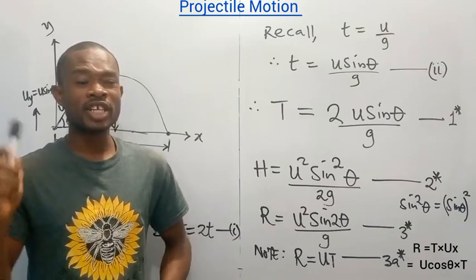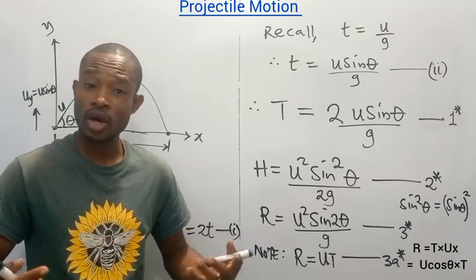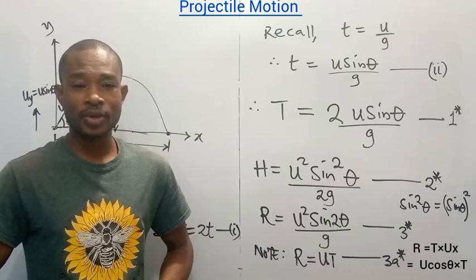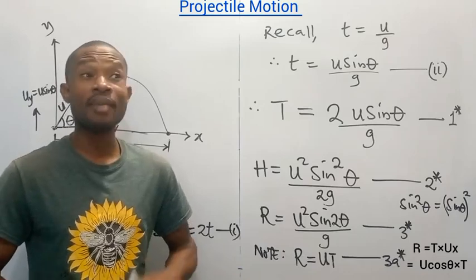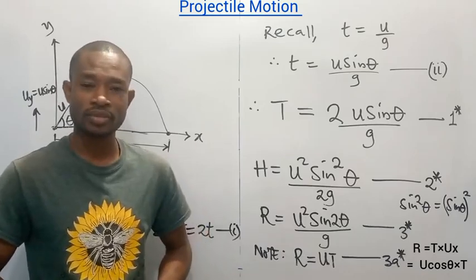What about a stone that is being thrown or released from a catapult? It is also an example of a projectile. That motion of that stone is projectile motion.